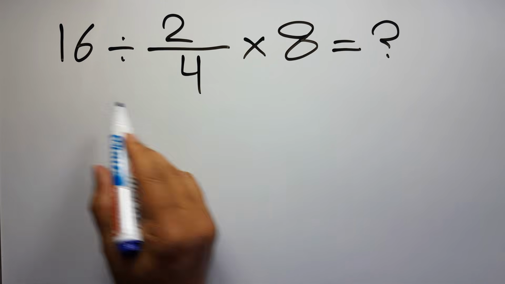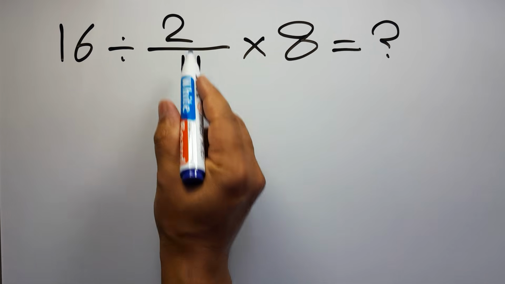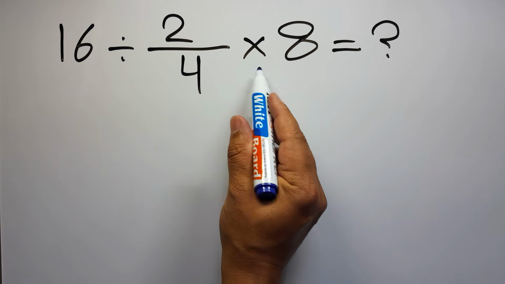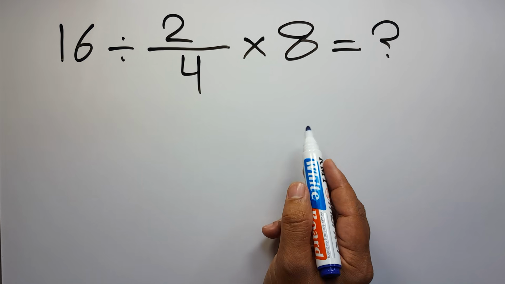In this video, we want to find the value of this expression: 16 divided by 2 over 4, then times 8. Are you ready to solve? Let's go ahead and get started.